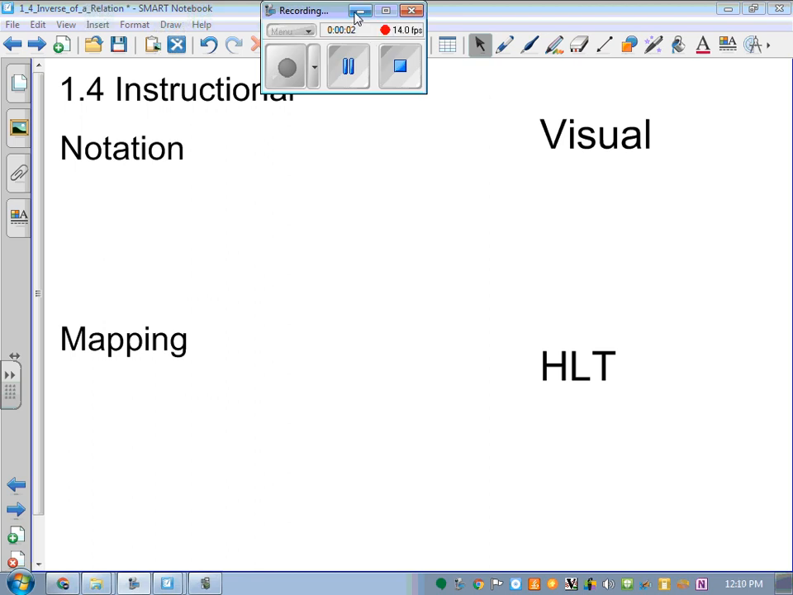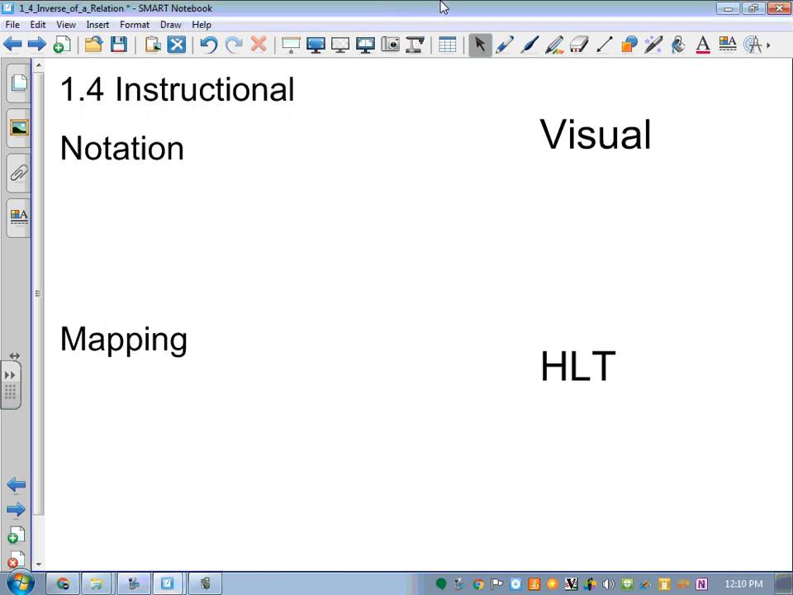Welcome to the instructional video for 1.4. Just going to highlight some of the things that we go through in 1.4. And what we're talking about in 1.4 is the inverse.